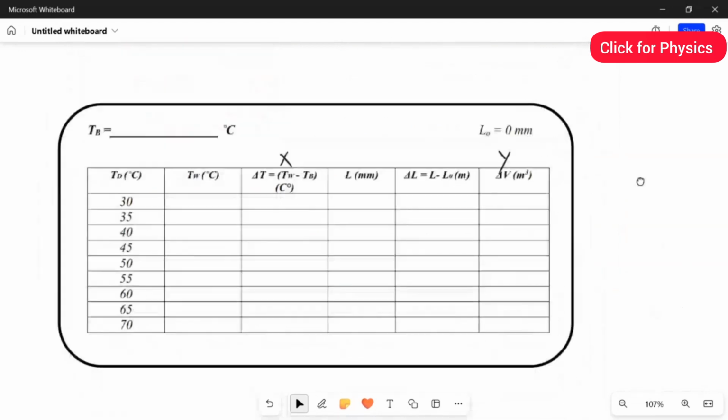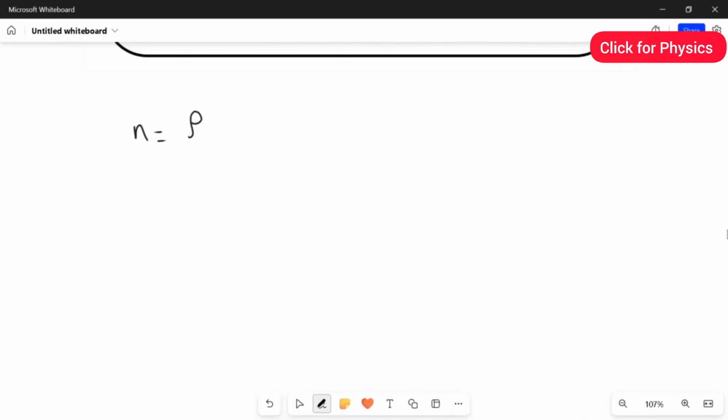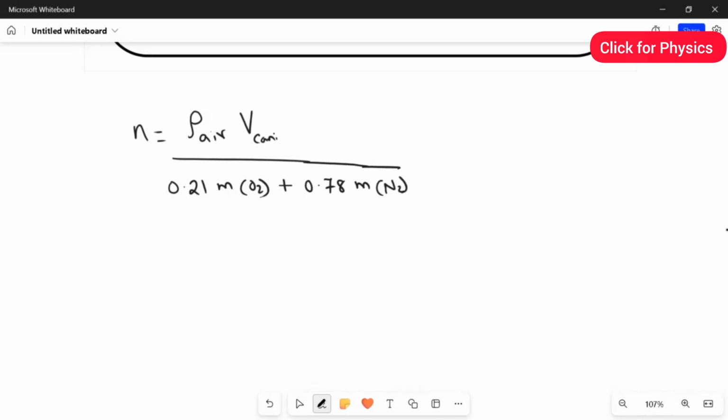So let's go for the calculation. N is equal to the density of the air multiplied by the volume of the canister, divided by the oxygen percentage in the Earth's atmosphere, which is 21%, so 0.21, multiplied by the molecular mass of oxygen, plus the other major content of the air, which is nitrogen at 78%, so 0.78 multiplied by the molecular mass of nitrogen. So once you find these things, we will easily find the value of N.